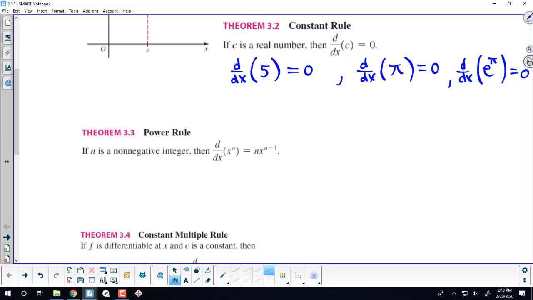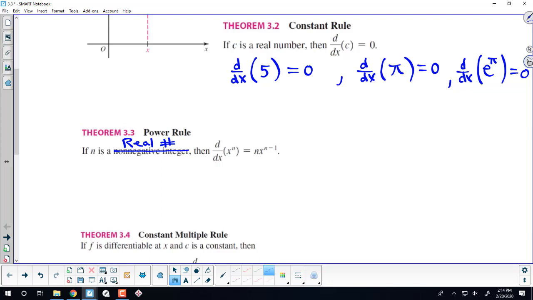The next rule is the power rule. Your textbook will keep refining what n has to be. Here, when it's first presented, they say n is a non-negative integer, which just means it's a positive whole number. But ultimately, once we get more tools and theorems, they'll refine that in a more technical way. Eventually we're going to get to the point where n is any real number, so we might as well just state that right now.